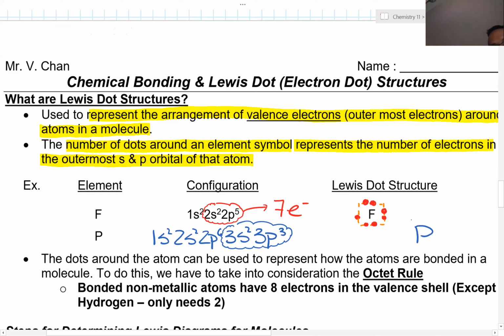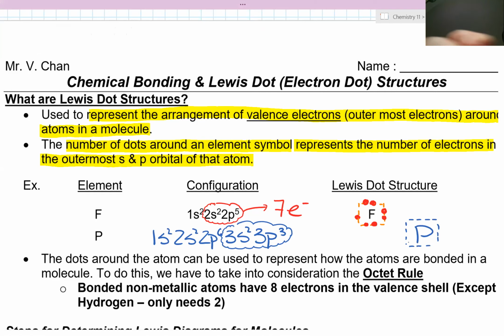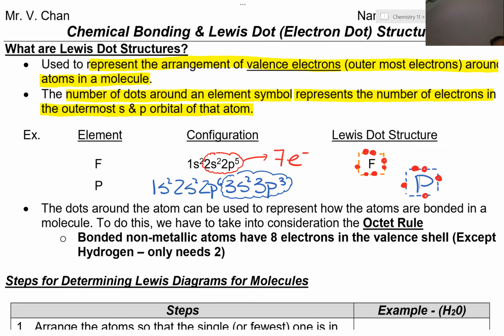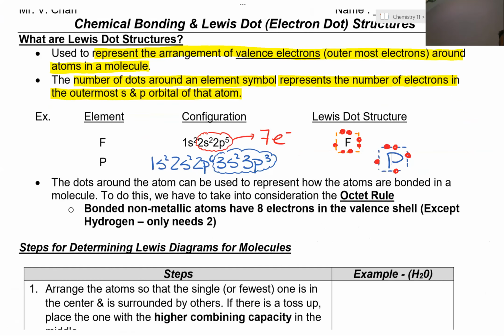So if I were to do phosphorus, okay, I would have 1, 2, 3, 4, 5. Now, the question is, why do we have the squares? And I'll talk about that in a few minutes.